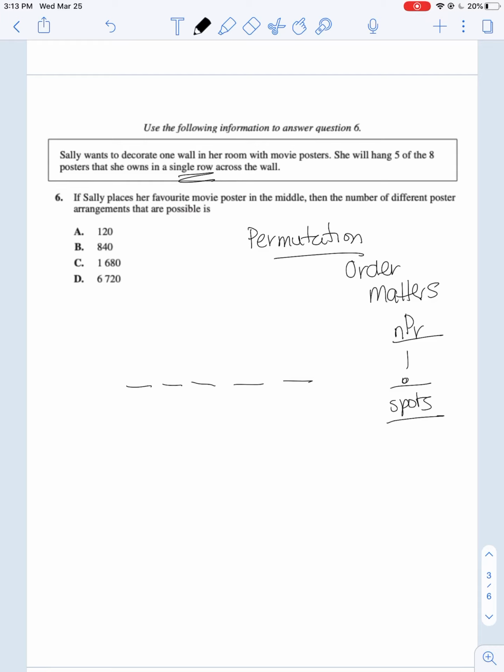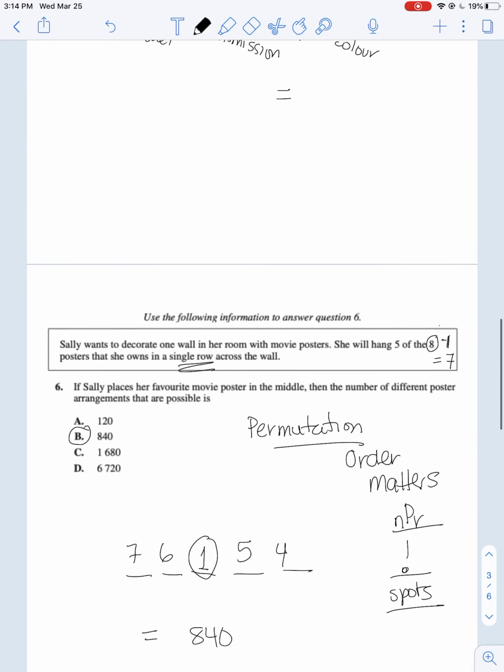So we know that her favorite movie poster has to go in the middle. So this is the middle spot, and she would only have one favorite choice for that. Now, since from the 8 we've already used 1, we would subtract 1 from that, and there's 7 more posters to place. They don't give us any other rules, so we would say 7, then 6, then 5, then 4 for the rest of the spots. So we would multiply these numbers together to get 840. So our answer is B.